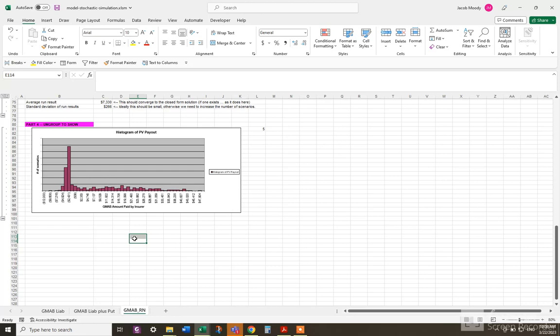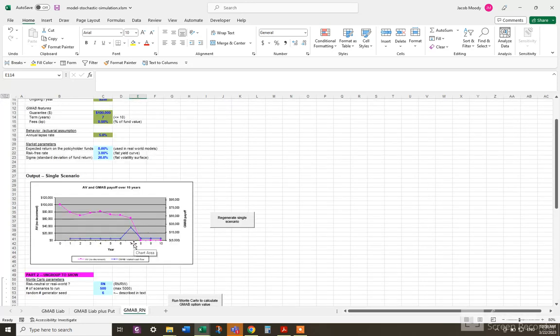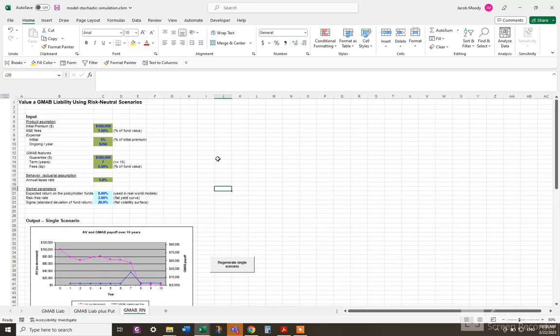Anyways, that's about it for this. I don't know how many real takeaways you get from this, other than just being kind of familiar with the basics of a GMAB and variable annuities.